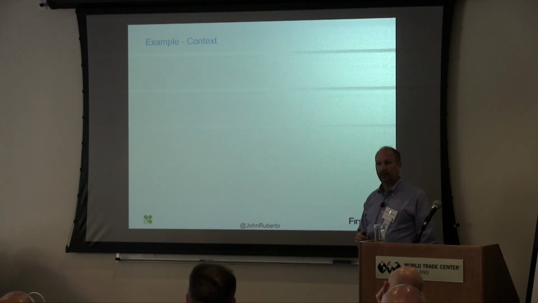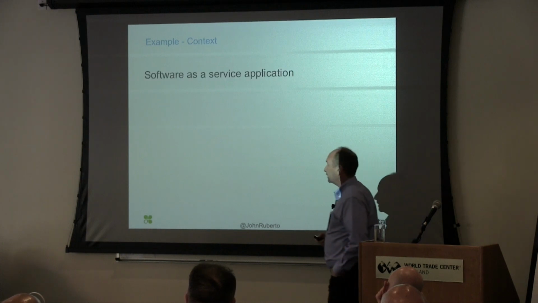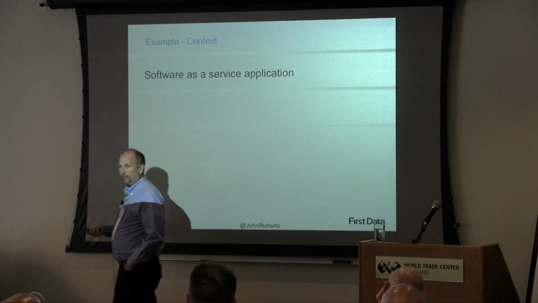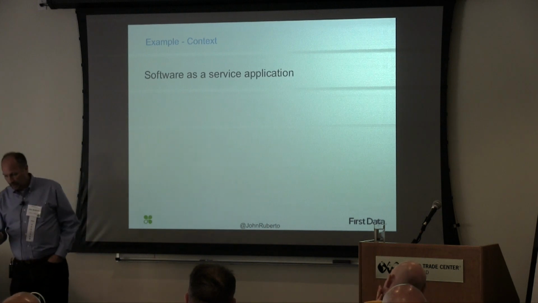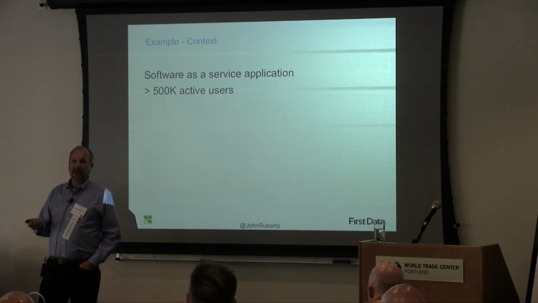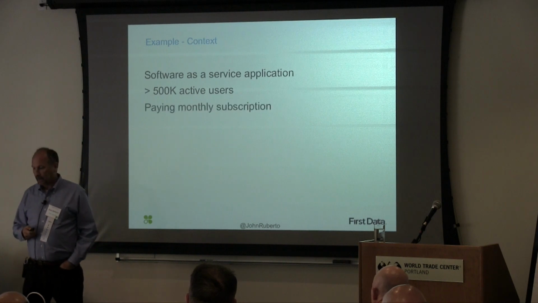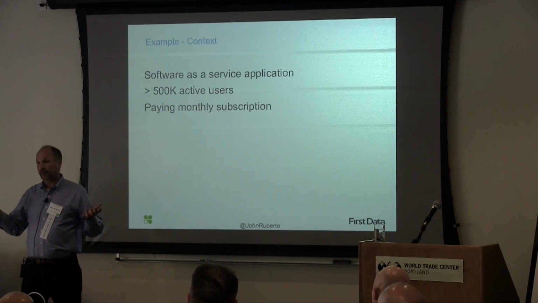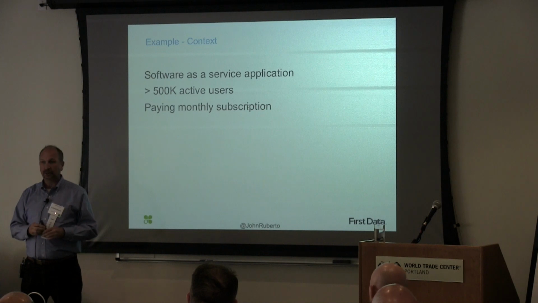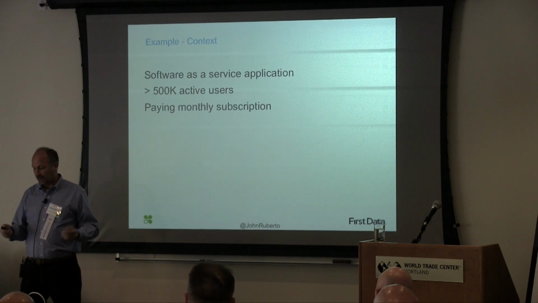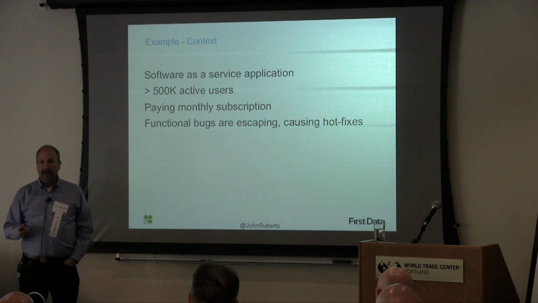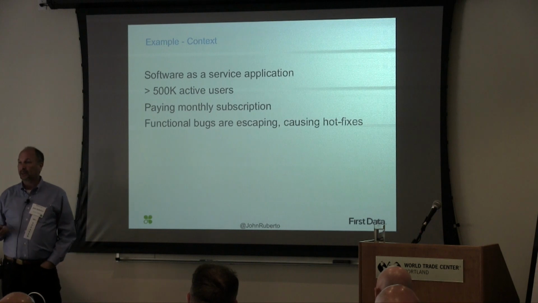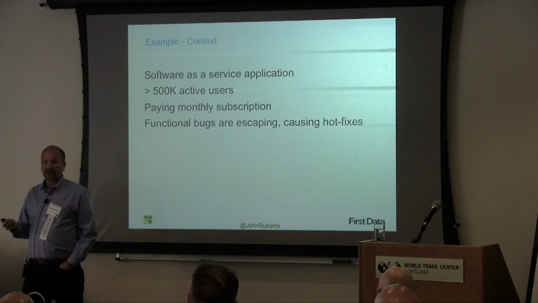Okay, let me go through an example to provide some context. Let's say we have a software as a service application, and this has many, many, many active users. They pay a monthly subscription, so they don't want to come into work, turn on their browser, log into your system, and go, oh crap, it's not working. So it needs to be constantly working. And in this case, if you have functional bugs escaping to your customers, that's not a good thing.